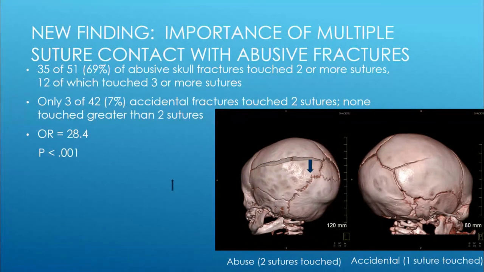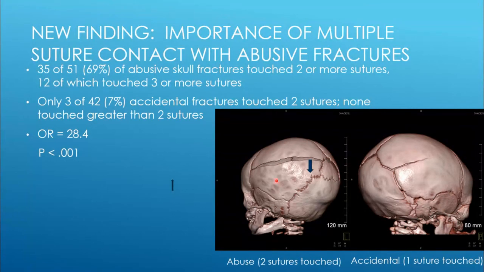We noted that almost 70% of our abusive skull fractures touched 2 or more sutures, and almost 20% of those touched 3 or more sutures, while in our accidental group, we found that only 7% of accidental fractures touched 2 sutures, and none of them touched greater than 2 sutures.